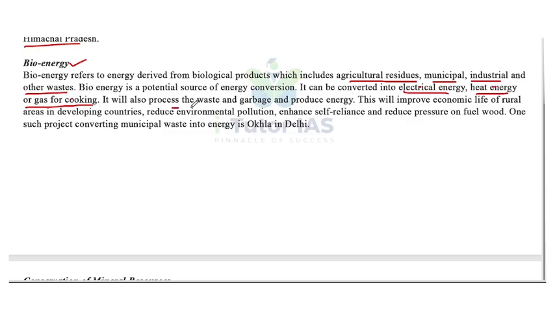It will also use waste and garbage to produce energy. This will improve the economic life of rural areas in developing countries, reduce environmental pollution, enhance self-reliance and reduce pressure on fuel wood. One such project converting municipal waste into energy is Okhla in Delhi. This is one example of these types of projects.